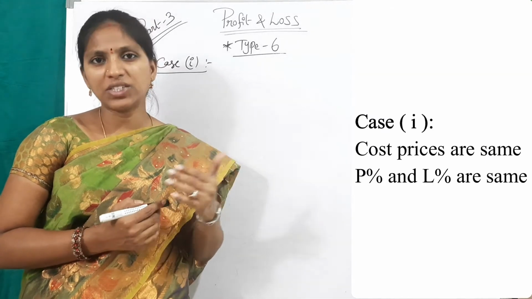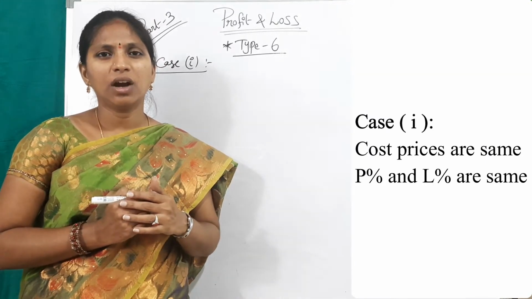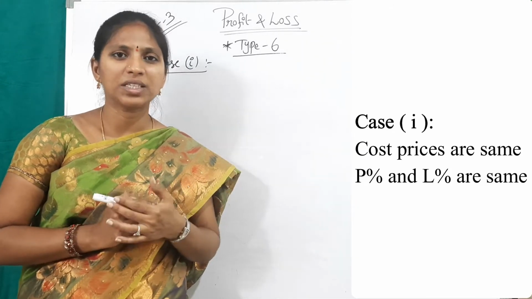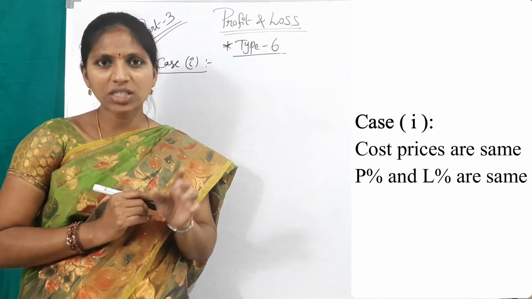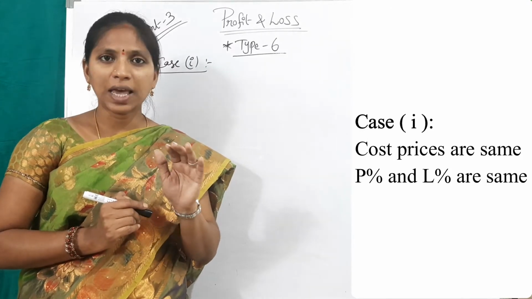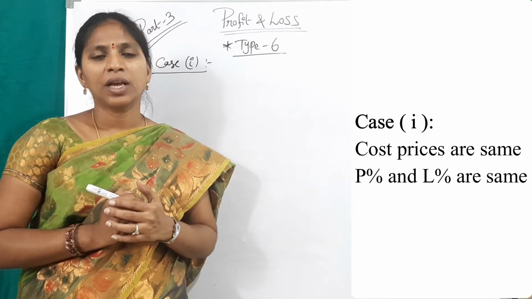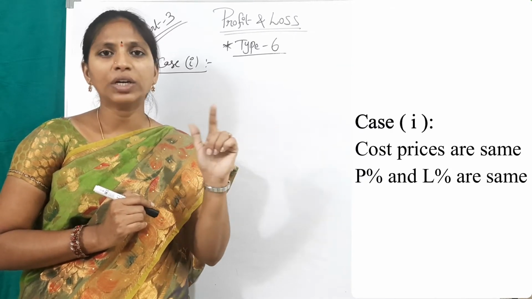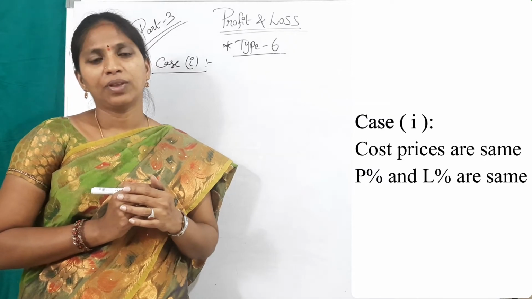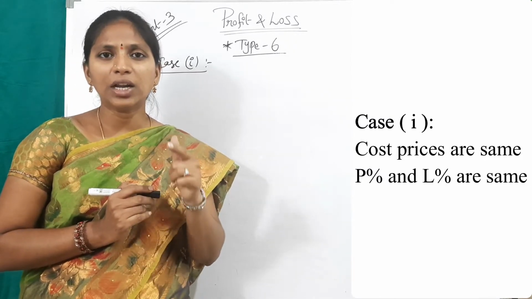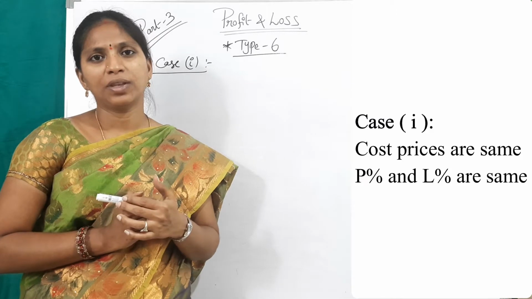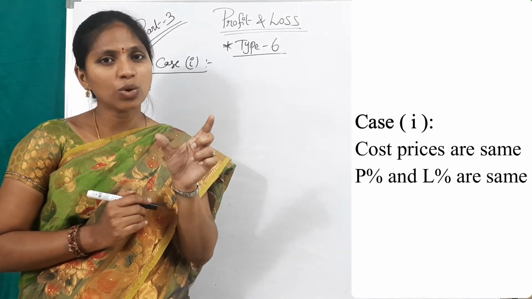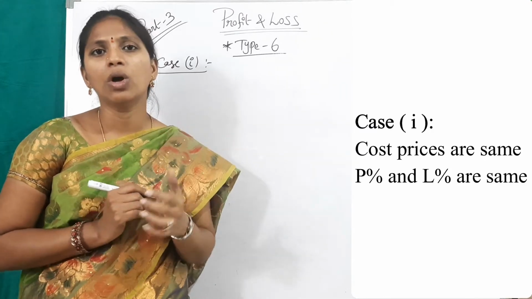Suppose a person purchased 2 articles. Articles means 2 horses or 2 cows or 2 books or 2 pens, anything. A person purchased 2 articles for the same price, and he sold one article at a profit of 10% and the other article at a loss of 10%. Here the cost price is the same and the percentages of profit and loss are also the same.